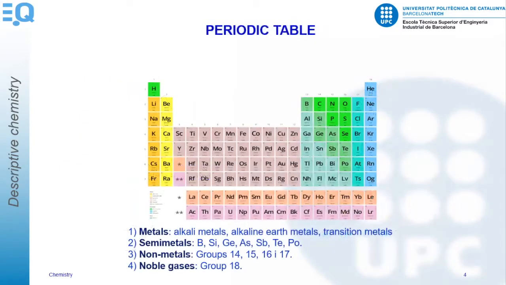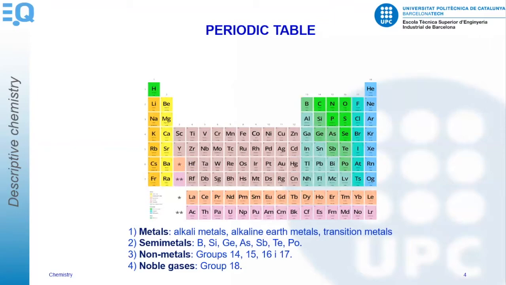In this next slide, you can see the periodic table. In this table, you have the different groups of elements organized. In the first case, you can see metals, which is the purple color, semi-metals, non-metals, and noble gases, which will be found in group 18, which is the one on the right.